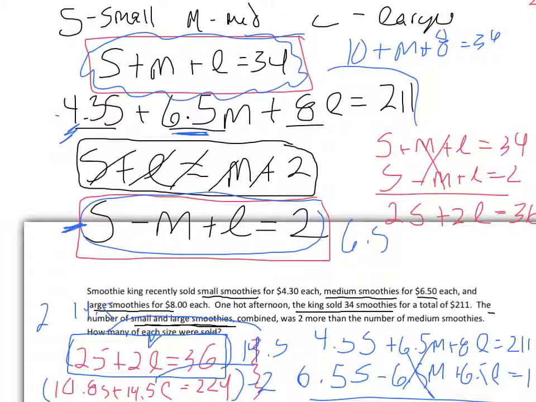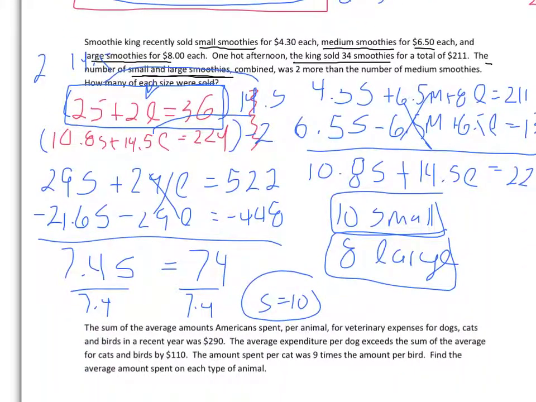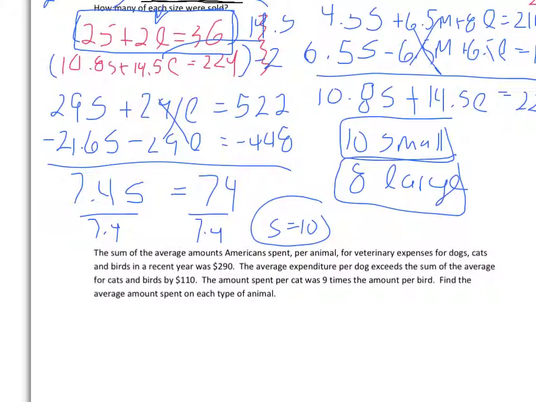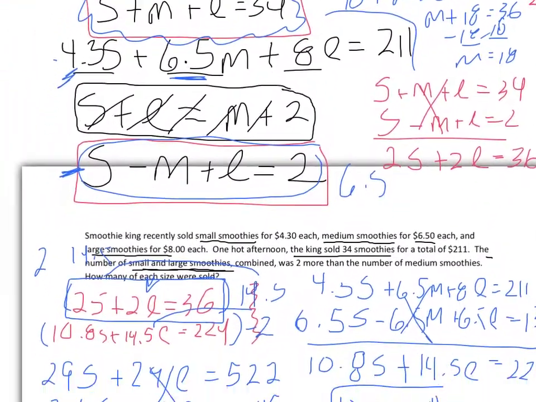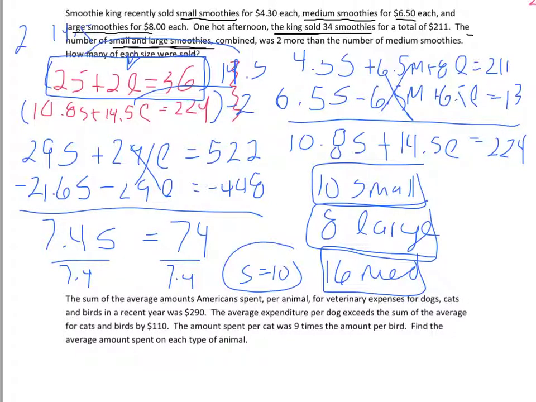So, combine like terms. M plus 18 equals 34. Subtract the 18. We get M equals 16. So, 10 small, 8 large, and 16 medium smoothies, and that is exactly what we have right there. And notice we have 34 total. If we add these up, we're getting our 34. So that's how that one works.